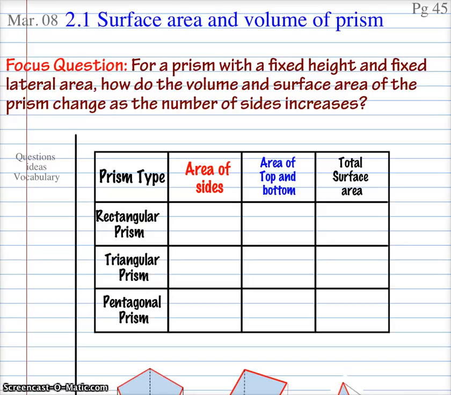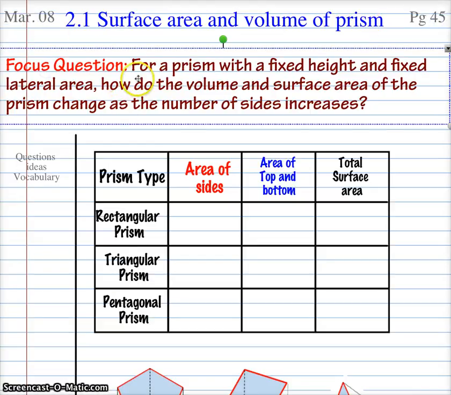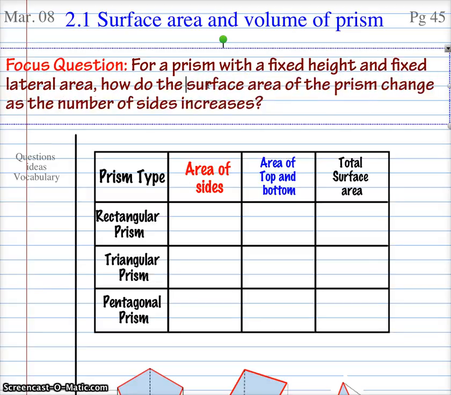Okay. Surface area and volume of a prism, again, page 45, March 8th. Focus question is, for a prism with a fixed height and a fixed lateral area, how do the volume and surface area of the prism change as the number of sides increase? Let's change this. We're only going to do surface area today. We'll do volume in the next video.